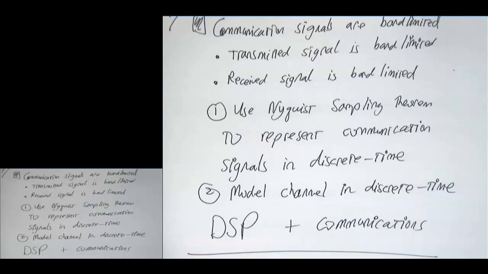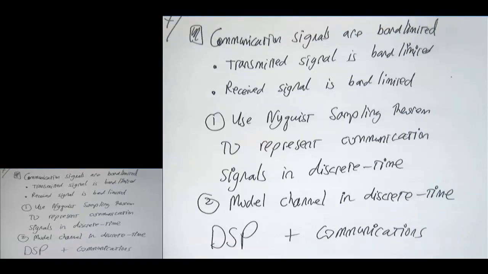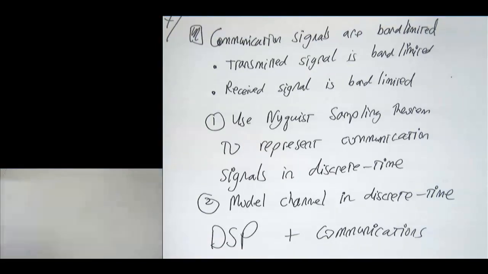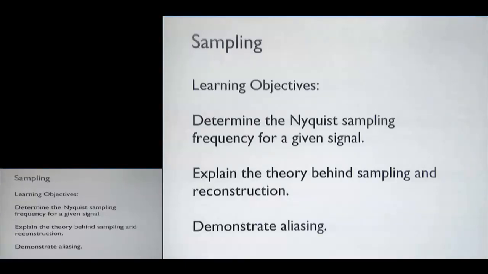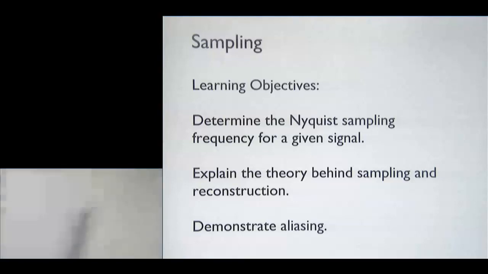Okay, any question on this? All right, so we'll now see and talk about how to exploit this using the sampling theorem. So this is the final part of the lecture here. So sampling. I want you to be able to determine the sampling frequency for a given signal, the Nyquist rate, explain the theory behind sampling and reconstruction, and demonstrate aliasing. So all of these here are important.